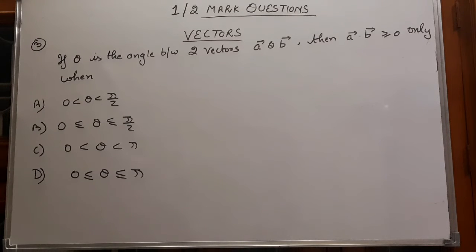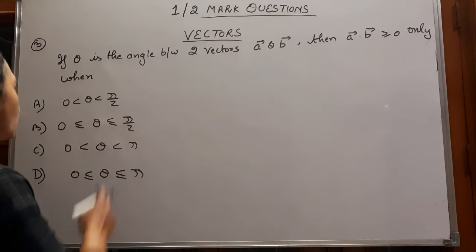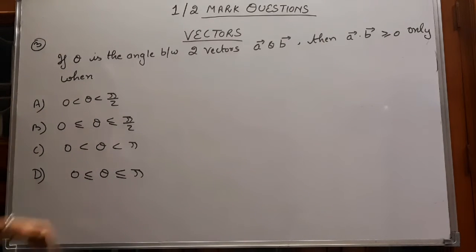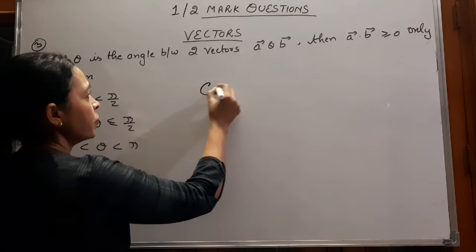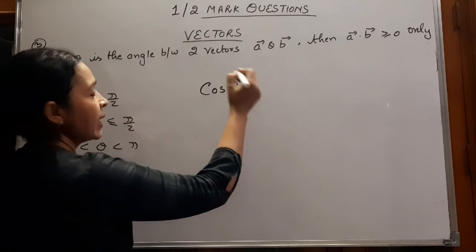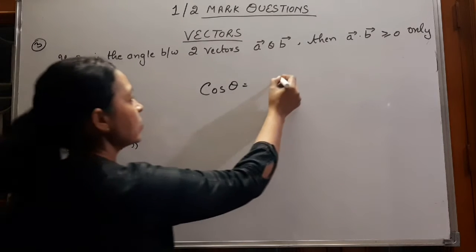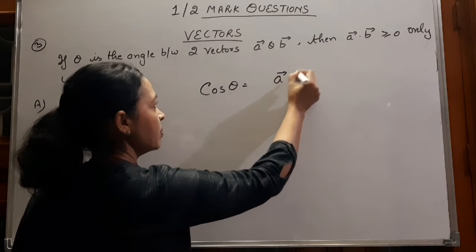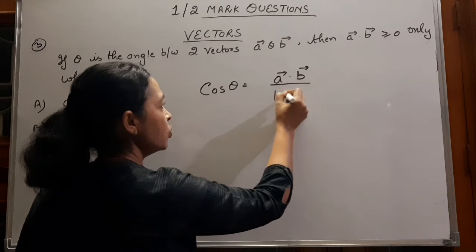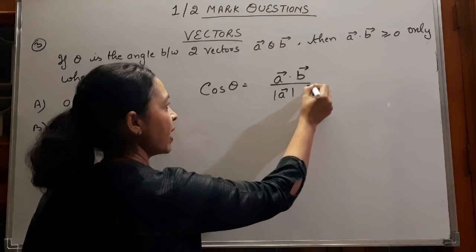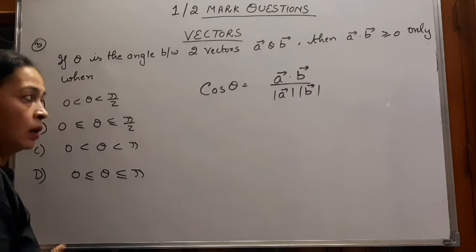If theta is the angle between two vectors A and B, and vector A dot vector B is greater than and equals to 0, we have 4 options. We have to check the correct option. If the angle between vector A and vector B is theta, then cos theta equals vector A dot vector B upon magnitude of vector A into magnitude of vector B.